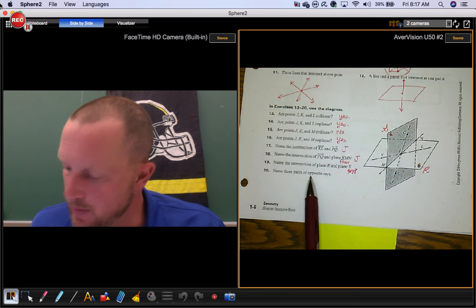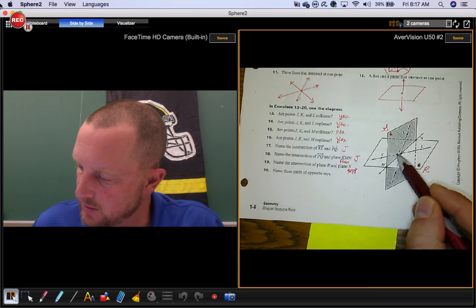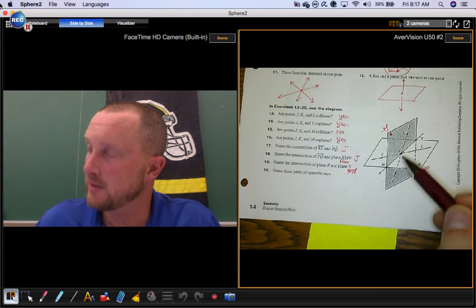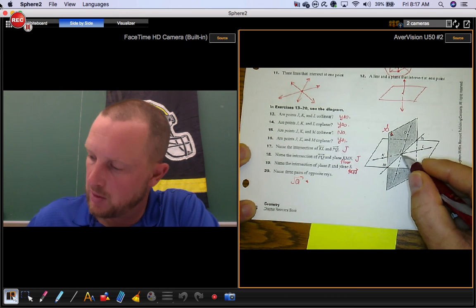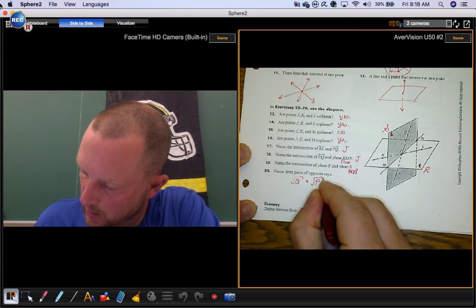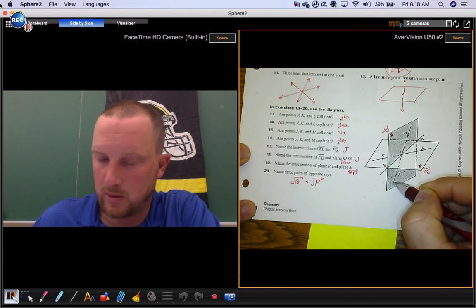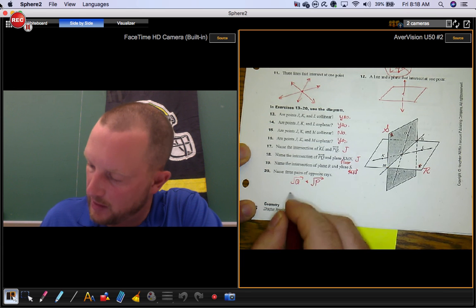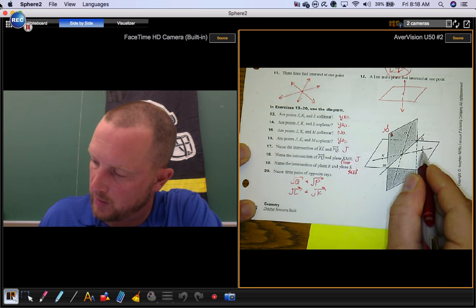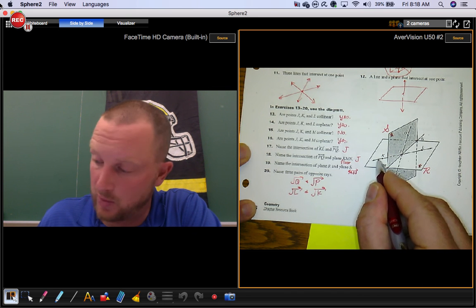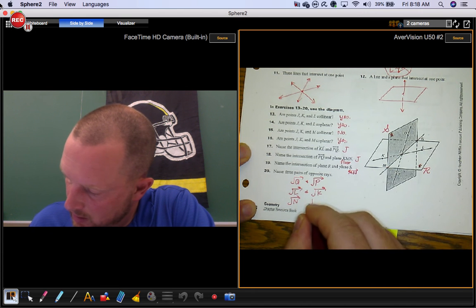Number 20, name 3 pairs of opposite rays. So we're looking for rays that go in opposite directions. Okay, we'll name this first one here ray JQ. This ray would be ray JP. Remember, make sure you start with the same endpoint, JQ, JP. That's one pair. Another pair would be ray JL and ray JK. Going this way and that way. They make a line. They have the same endpoint. And then the last one would be ray JN and ray JM.